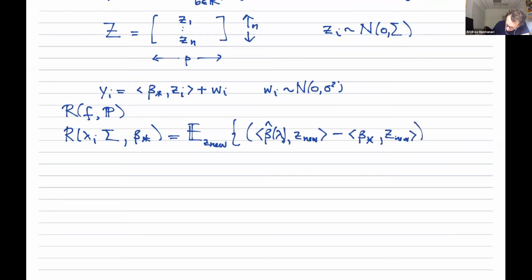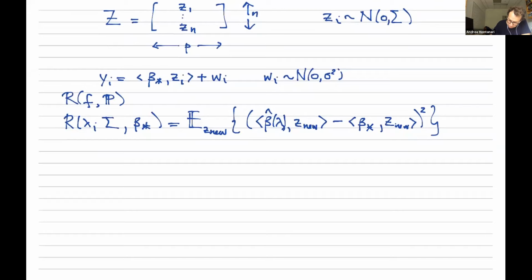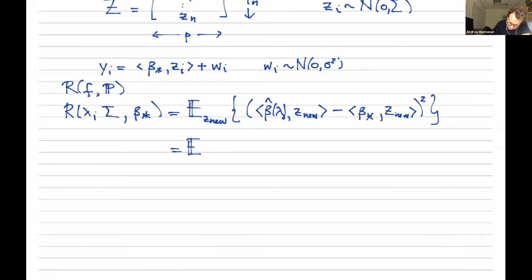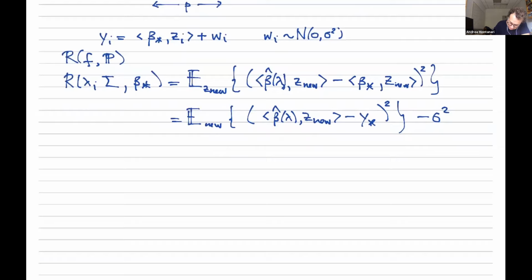squared. Notice this is a little bit different from what I did when I introduced it in the previous lecture. To be completely consistent with the notation in the previous lectures, I would have to put here minus y star squared. But since the noise is independent of z, the two differ only by a constant. So, forgive me. And since z is Gaussian, you can easily take the expectation with respect to z mu, and this is equal to beta hat lambda minus beta star, sigma norm squared. Does this make sense?